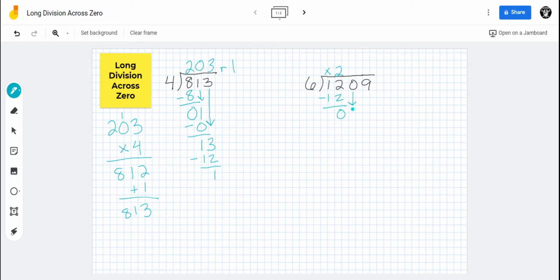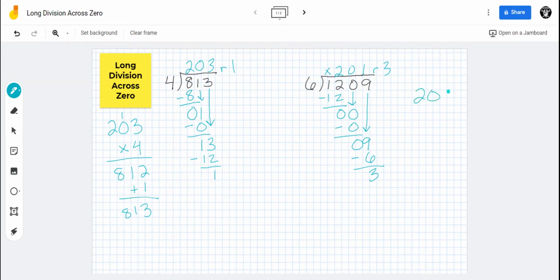We're going to bring our 0 down. How many times does 6 fit into 0? Well, the answer is 0 times. Okay, minus 0. We have nothing left over again, but we're holding the place value with that 0 right up there. Oh, actually, we need to bring our 9 down. Now we're safe to bring our 9 down. We know that 6 fits into 9 one time, and we will subtract 6, and we will end up with a 3 left over. So we get 201 with a remainder of 3. Okay, so 1,209 divided by 6 equals 201, remainder 3.